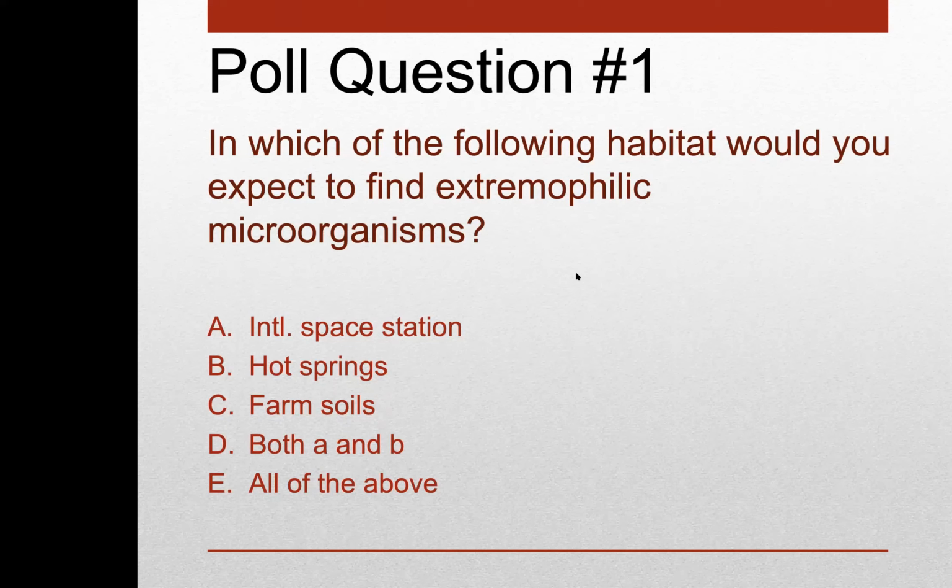So it looks like everybody agrees that hot springs have extremophiles, right? And so then the question is, do any of these other two have extremophiles? If you put D, then you think A and B. So somebody who put D, both A and B, why did you choose that? Why are there extremophiles at the space station? There's a lot of gases and extreme heat.